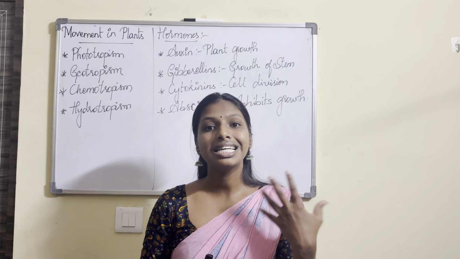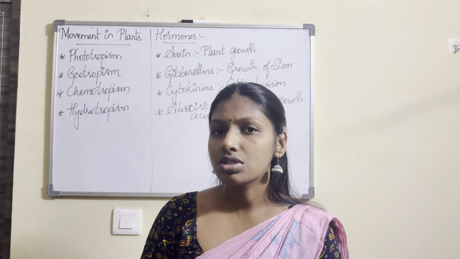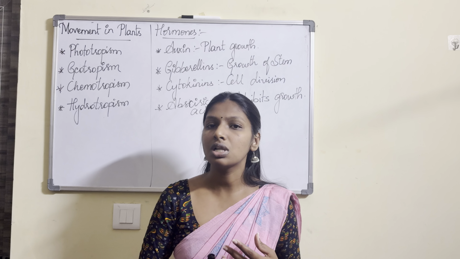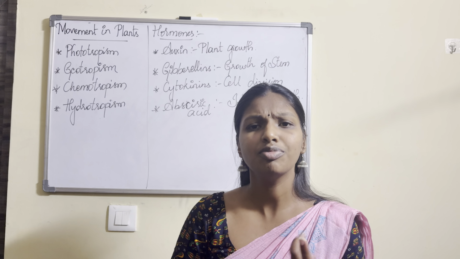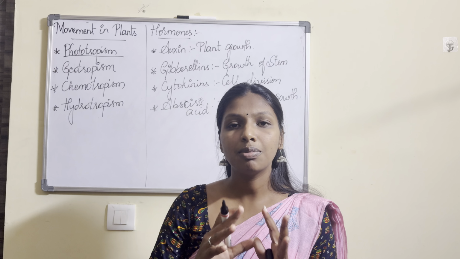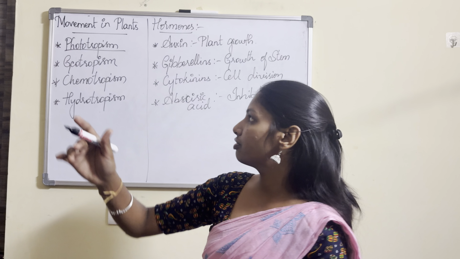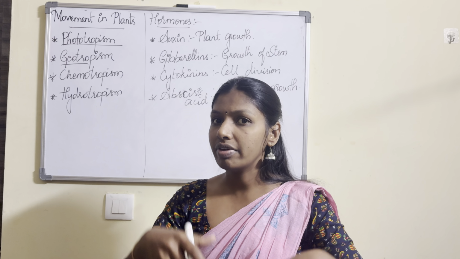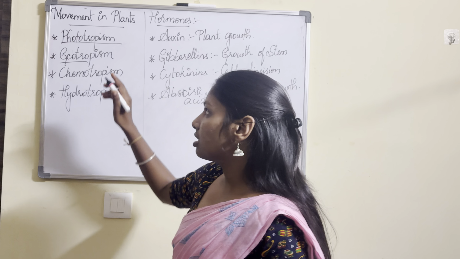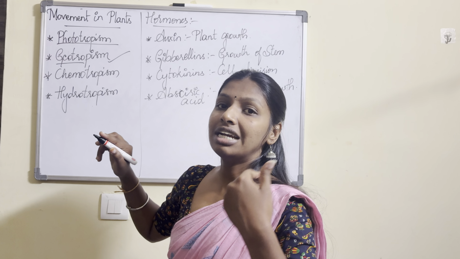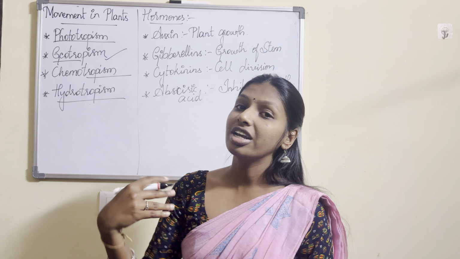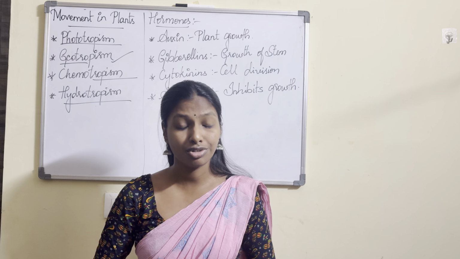And apart from that, there is tropism. What does tropism mean? It is the movement of the plant towards the respective stimulus. For example, phototropism. Photo means sunlight. If the plant moves towards the sunlight, it is phototropism. And you know that roots always grow towards the ground. It is positively geotropic, right? So that is what we call geotropism. If it is responding to chemicals, it is chemotropism. And if it is responding to water, it is called hydrotropism.